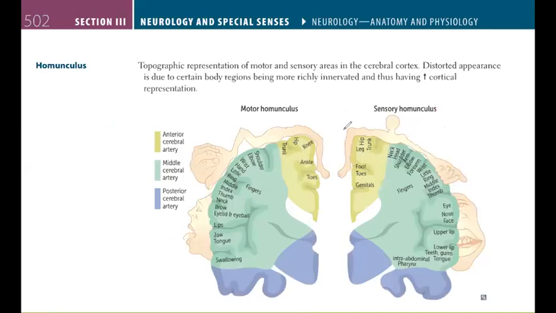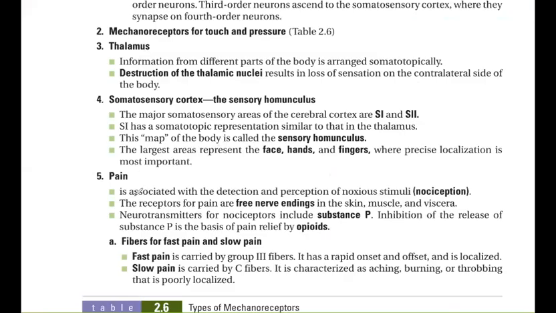If you remember this picture, you will remember these regions for your face, then your upper arm, your head and neck, your lower limb, and then your genitals. So you will remember everything. And then pain. Now they have separated this portion, but you have already read the pain pathway.